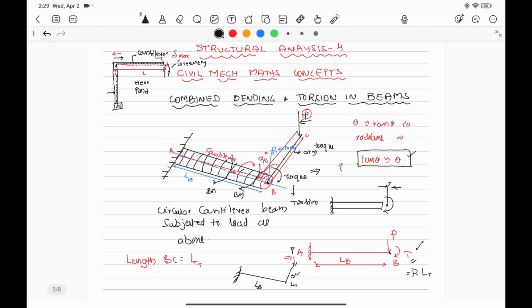The final simplification of this arrangement will be a cantilever beam with fixed end on the left-hand side A and free end B, where a load is applied and a torque is applied. Because of this load, there will be a bending moment. Because of the lever arm, there is already a torque. That means torsion is there. That means it is a good example of bending and torsion.